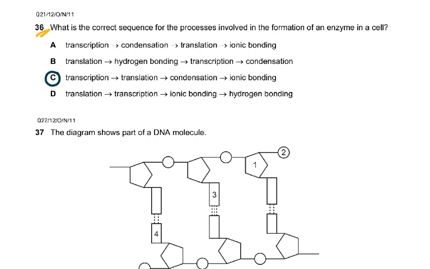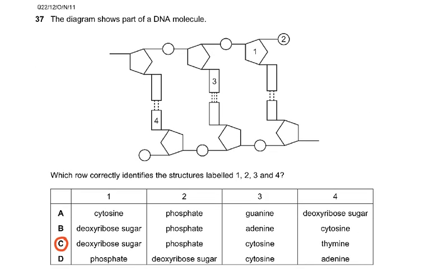And question 36. What is the correct sequence for the process involved in the formation of an enzyme in a cell? Transcription, translation, condensation, ionic bonding. Then the diagram shows part of a DNA molecule. Question 37. Which row correctly identifies the structures labeled 1, 2, 3, and 4?